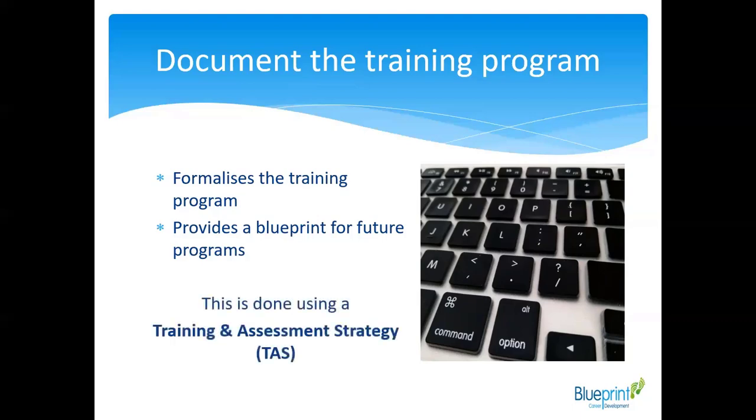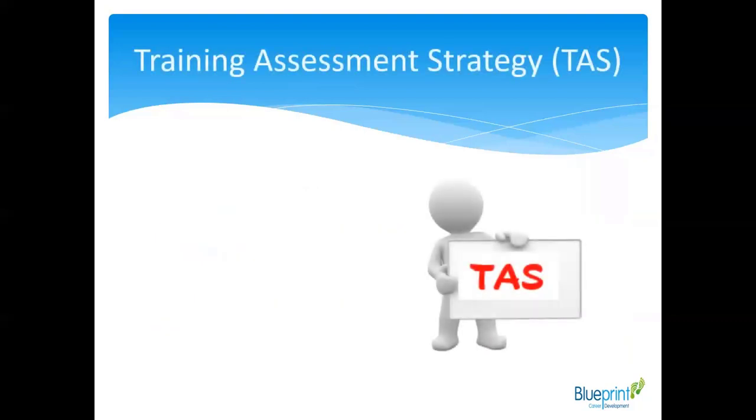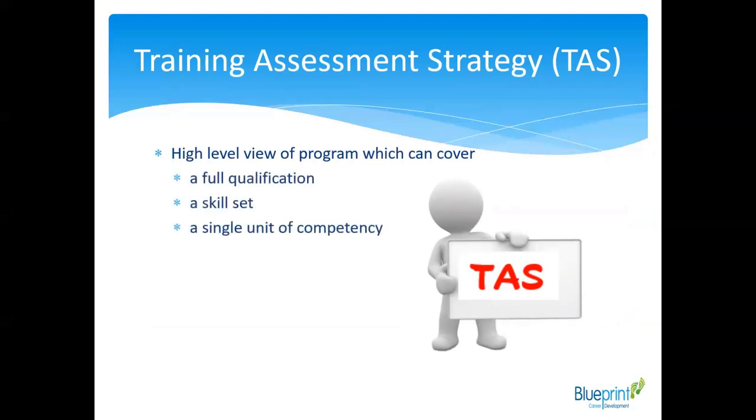This is done using a training and assessment strategy, or a TAS, and it's also known in some RTOs as a learning and assessment strategy. The training and assessment strategy is a high-level view of the program which can cover a whole range of things, including the full qualification, a skill set, or a single unit of competency.